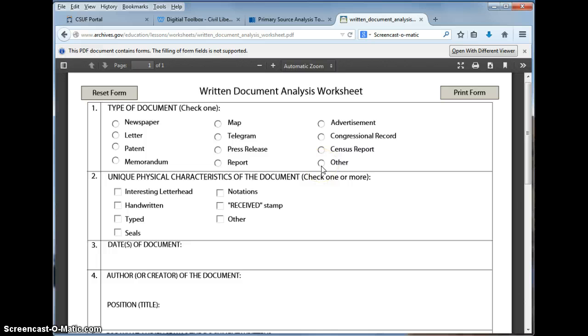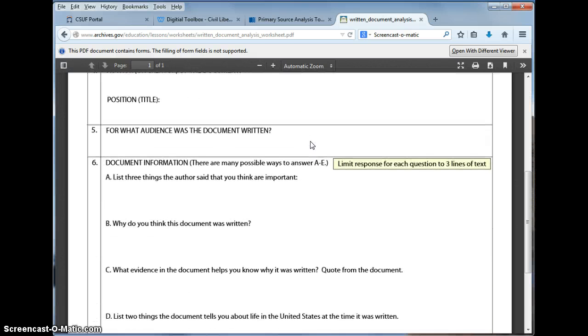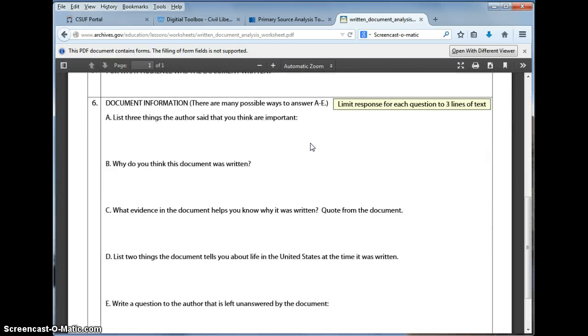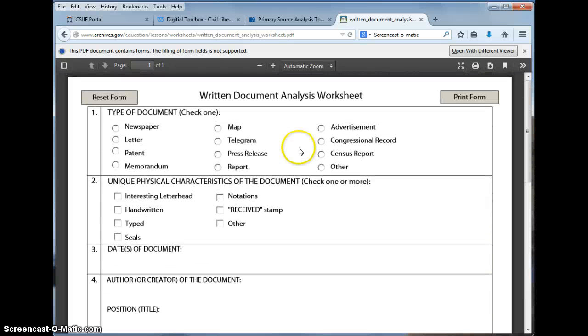What you notice is that this is a little different, because as I scroll down, the questions are much more specific. Let's take number 1, for example. Students are asked what type of document they're analyzing. Could it be a newspaper? Is it a report? Is it a congressional record? Who knows? The students are having to look beyond just the content within the document and look at the document as a whole.